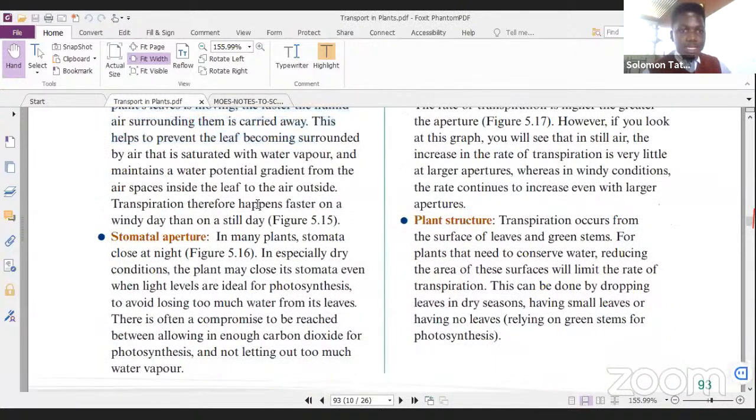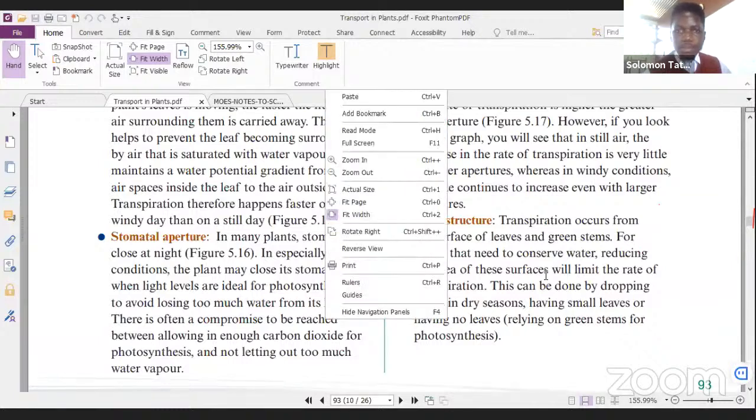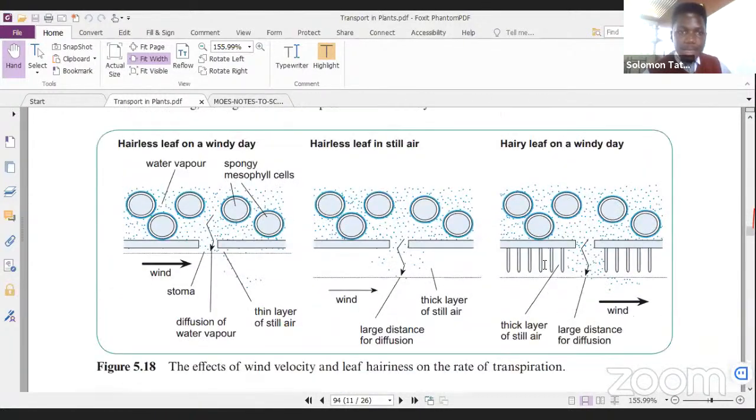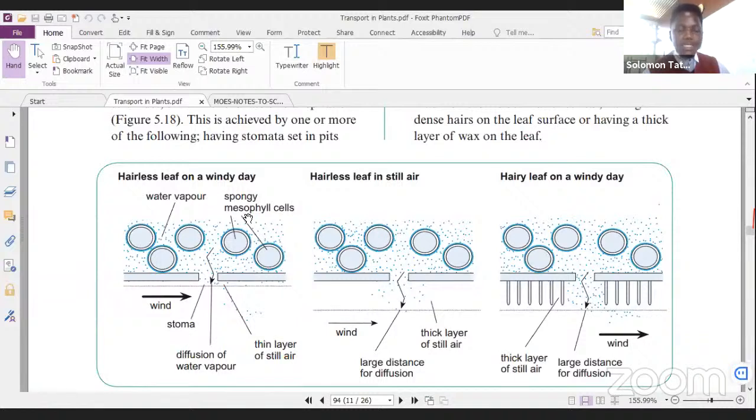Another one is air movement. The higher the air movement, the higher the transpiration, because the water vapor is blown away from the leaf. I have a picture here to show that. Hopefully it is somewhere here. Yes, right here.